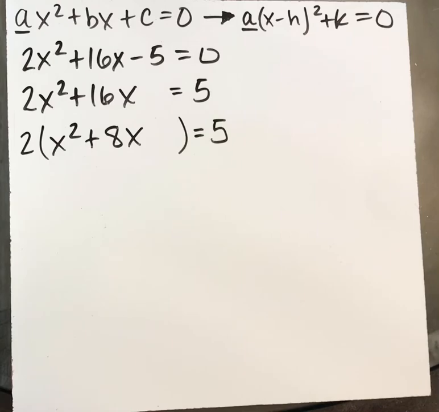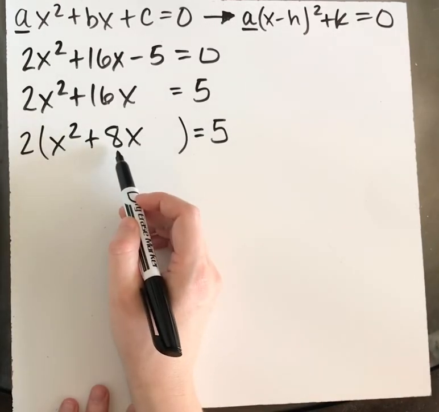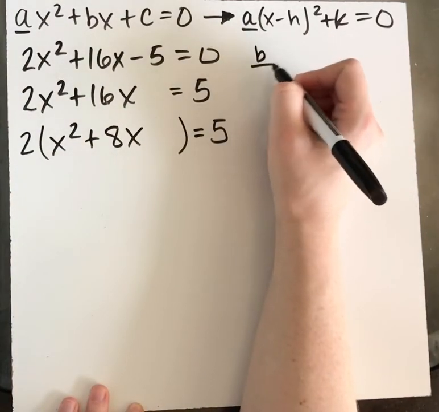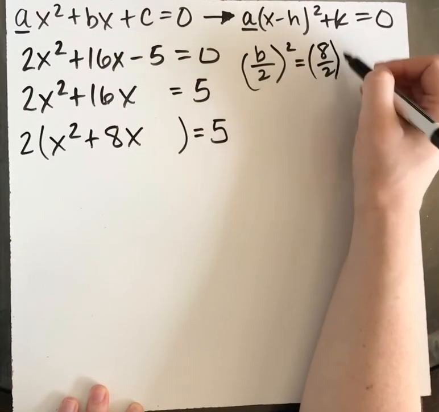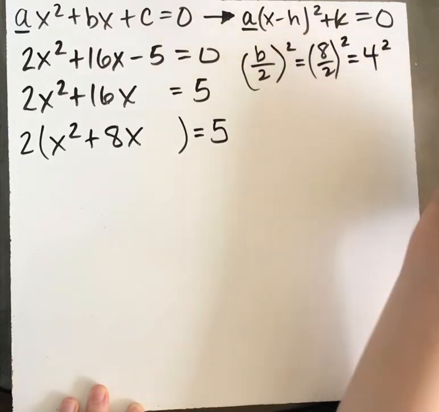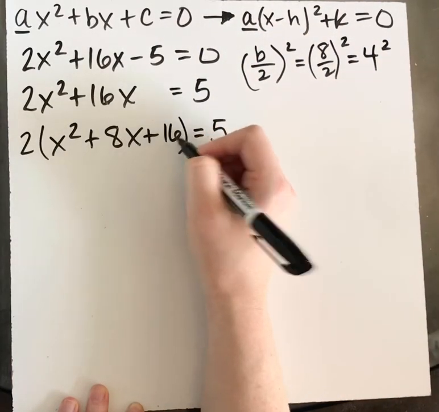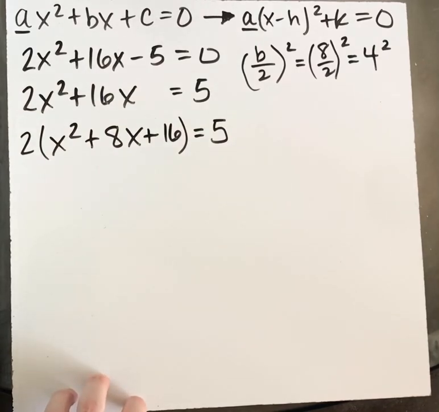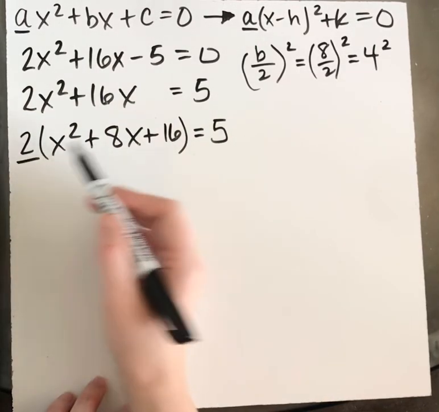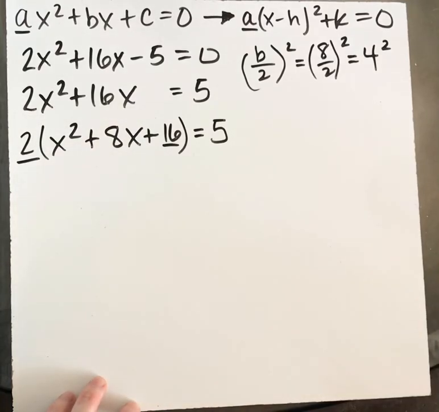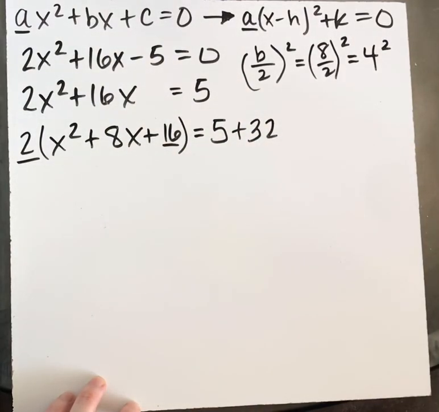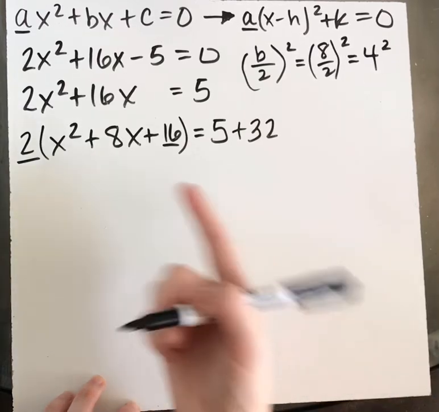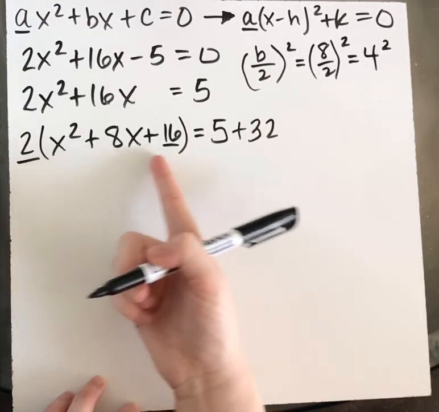Now we complete the square. We're looking at our b being 8, so we're going to do b divided by 2 squared, or 8 divided by 2 squared, which is 4 squared, or 16. Now, since our a is not 1, we notice that that 2 is being distributed into our 16. So that means we're really adding 32 to both sides.